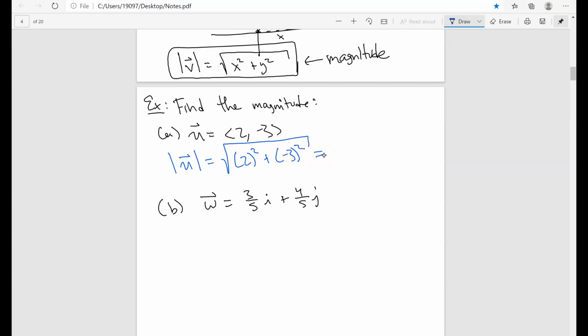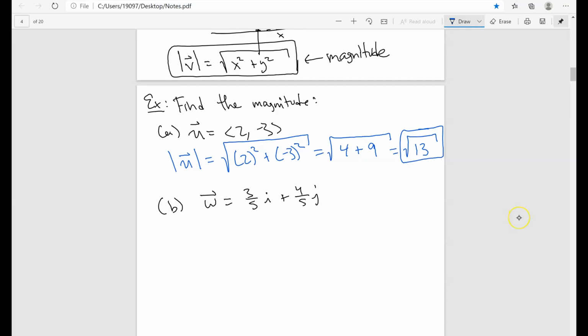So this is going to be the square root of 4 plus 9. This gives me the square root of 13. So this is the exact magnitude. If you want to find the approximate, you could just put it in the calculator.